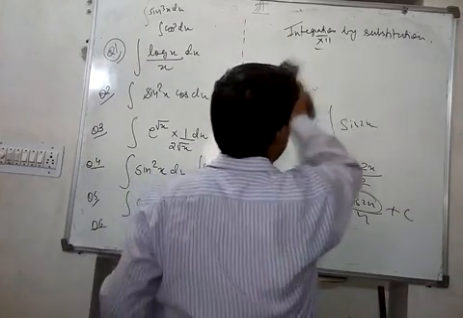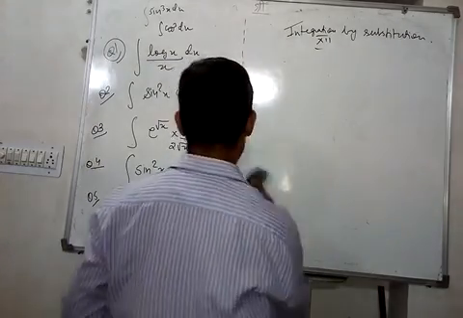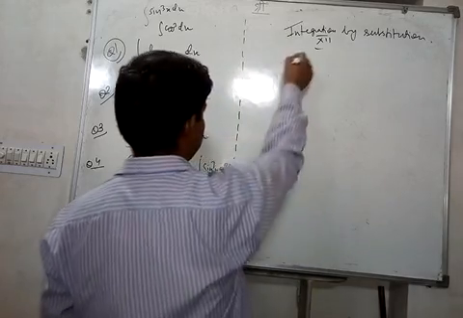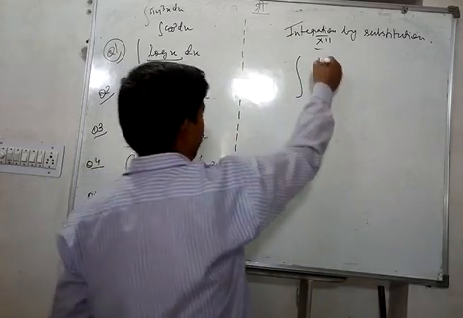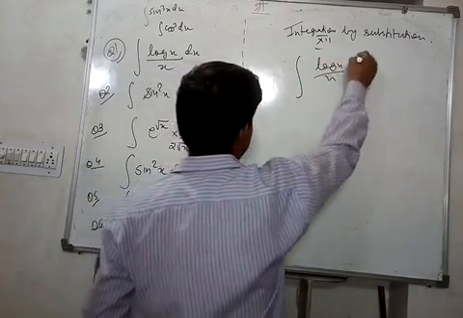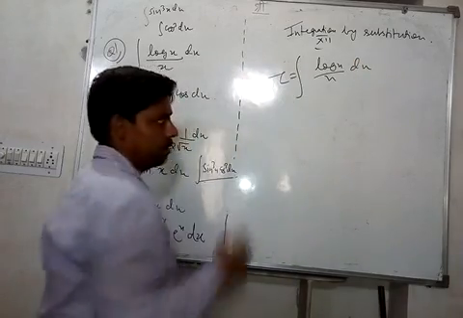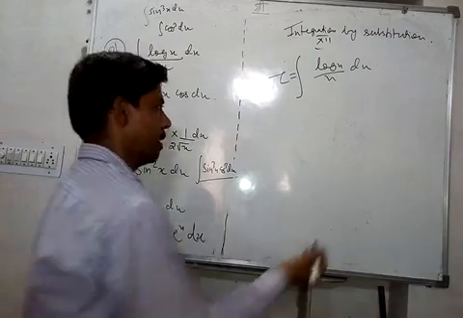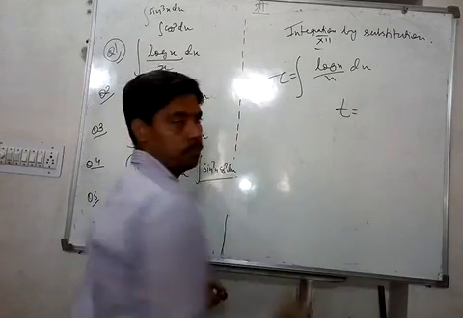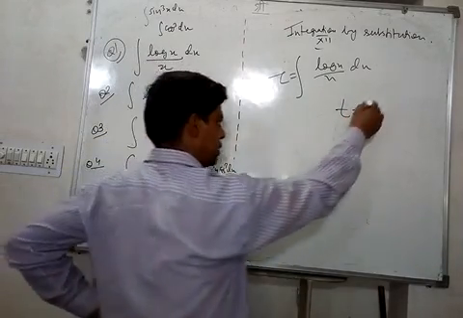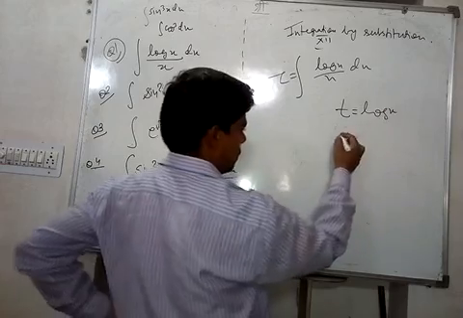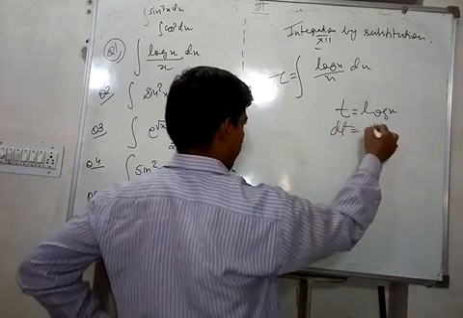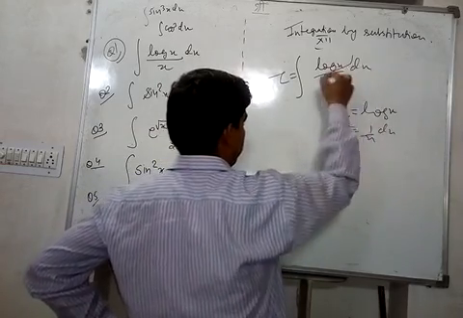Next one is, suppose we have this question. We must try this question: log x upon x dx. Okay, try this: log x upon x dx. So what should you take as t? t is equal to log x to the base e. So this is dt equals 1 upon x dx. This can be taken as dt.